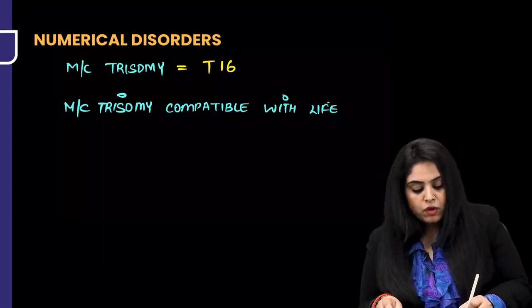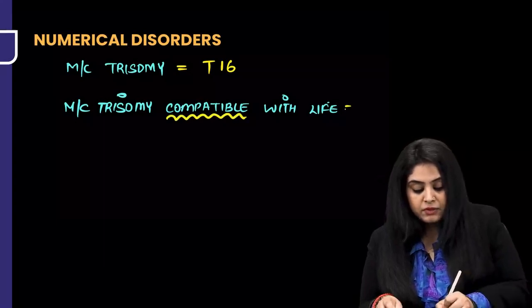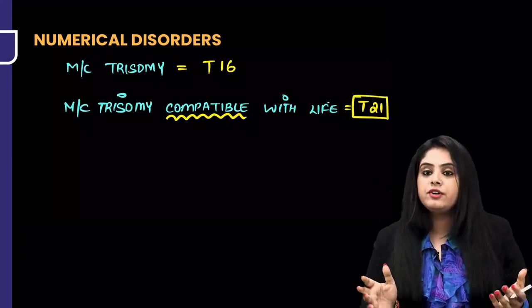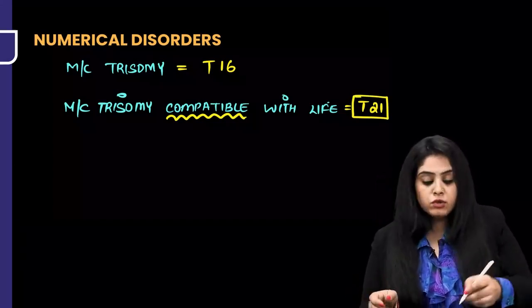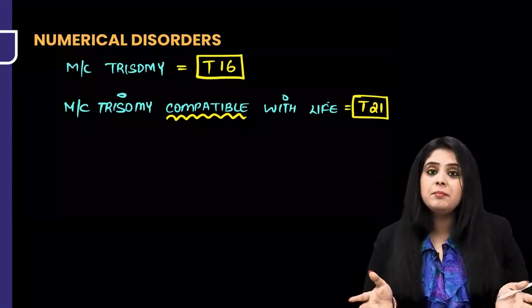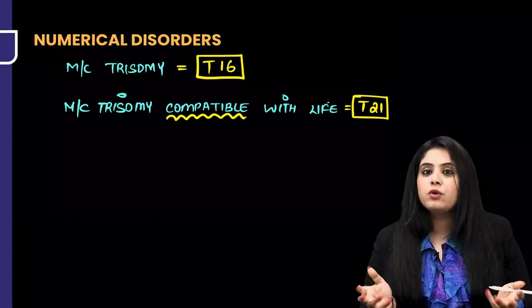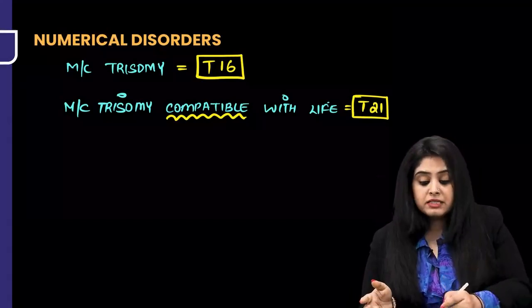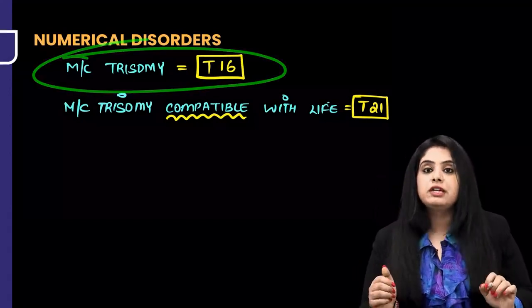Remember, that is the most common trisomy which is compatible with life, because you will see so many patients of Downs and all, right? Trisomy 21. But you don't really see patients of trisomy 16 in your day-to-day practice because it is not compatible with life. They're usually abortions, spontaneous abortions or intrauterine deaths. But theoretically, it is the most common trisomy to occur.